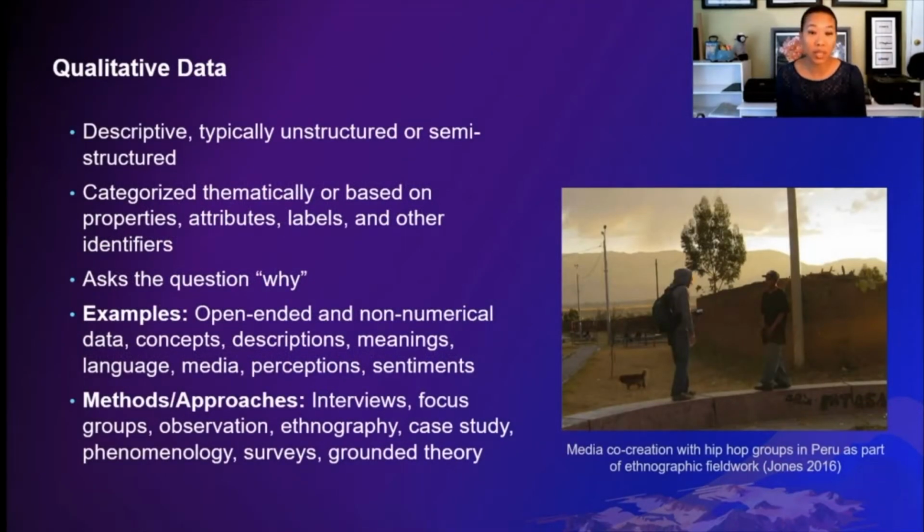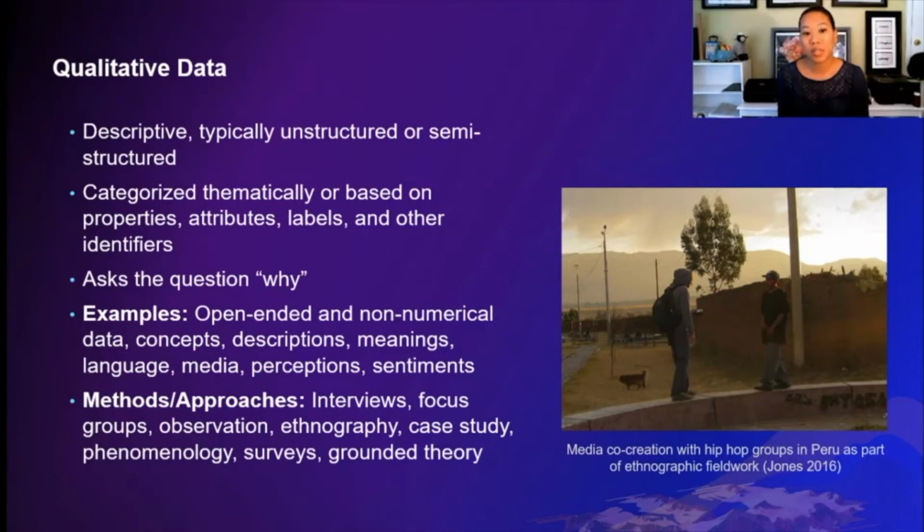So let's look at some qualitative data items. So qualitative data tends to be that descriptive, typically unstructured or semi-structured text a lot of times, or just unstructured data, but it does come in a lot as text. Think of this also as unstructured in the sense that nothing's been coded, nothing has been pulled out in terms of a variable. Categorized thematically or based on properties, attributes, labels, and other identifiers. One common one here is just simply nominal data, names.